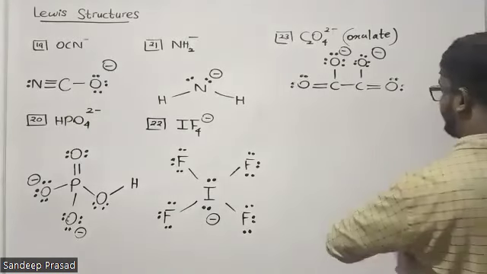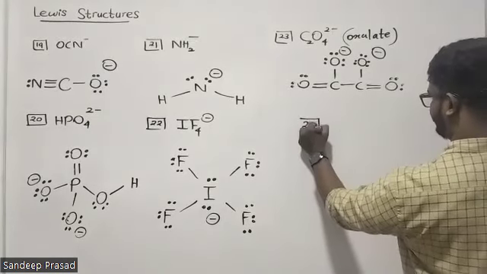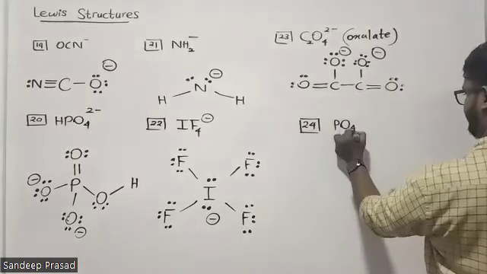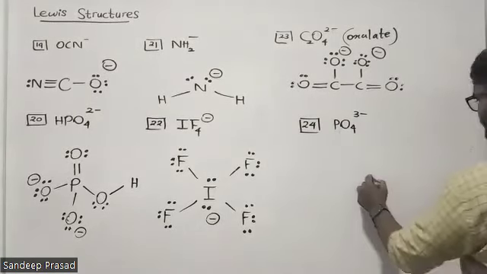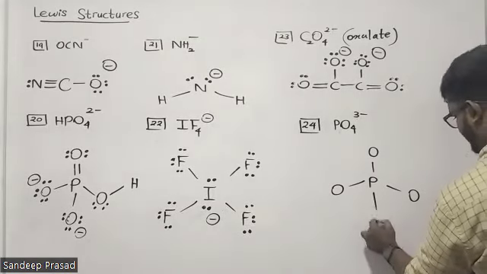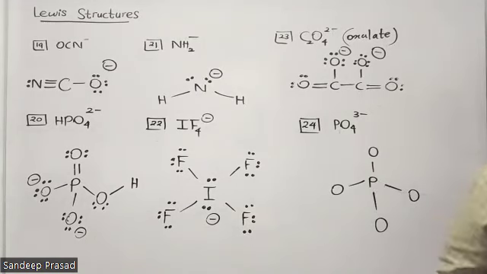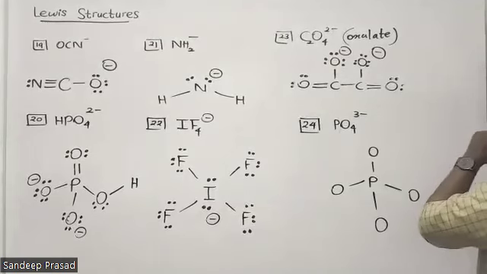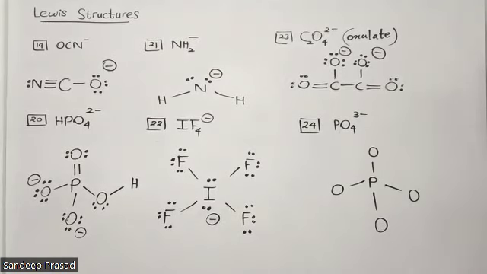Number 24 is phosphate, PO4 3 minus. Phosphorus is connected to 4 oxygen atoms in this way. Right? So, students, you can see how many charges are there? 3 minus. That means we have to put these 3 minus charges on 3 oxygen atoms. Right? Look at this one.